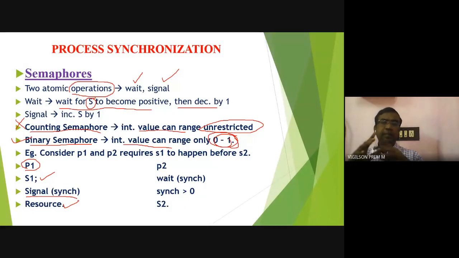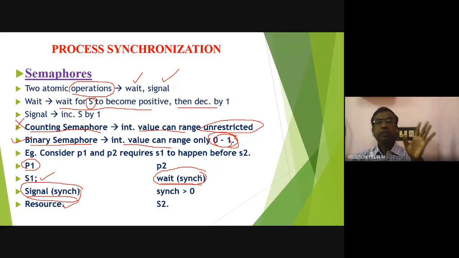Same concept here. Signaling synchronization means I am going to enter into the critical section. Then after entering the critical section, I will use the resources. This will be done by process P1. See what process P2 is doing. It waits for the synchronization. Because P1 is performing signal, P2 will automatically perform wait on synchronization.